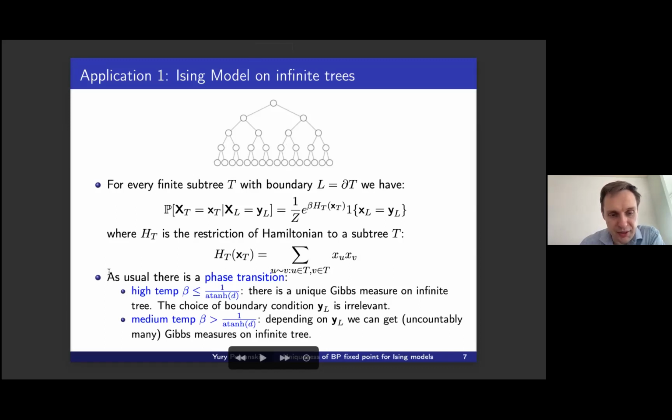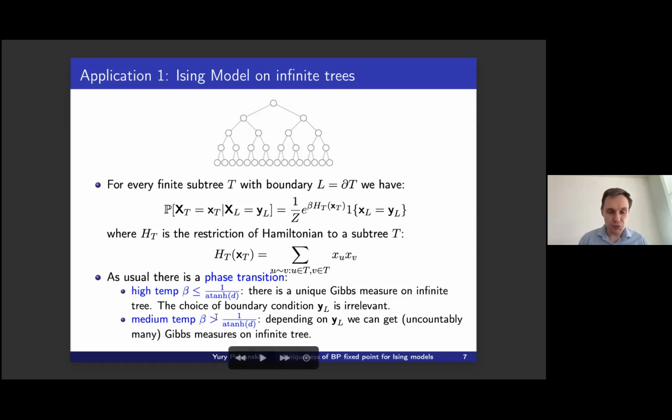Okay, so now, as usual for statistical physics questions, there are two regimes. In the high temperature regime, namely for beta less than 1 over arctanh of D, there is only a unique Gibbs measure. And this is a very pleasant situation because now if you are in this regime and you're studying the Ising model on a random sparse graph, you could say, okay, if you happen to be in this regime, then there's no question what the local distributions look like in the neighborhoods, because there is only one Gibbs measure.